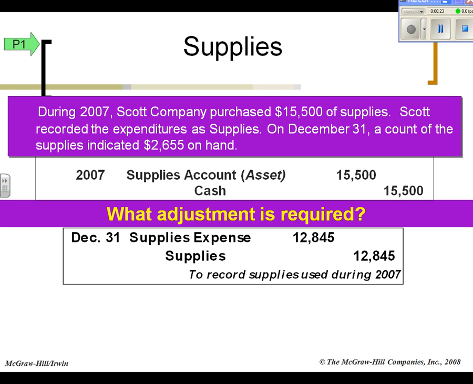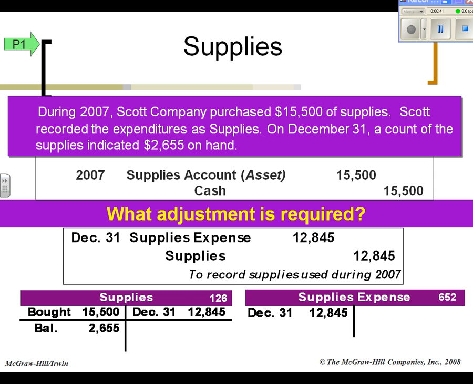And then I want to reduce that asset. I want to show that I've used up these supplies, so I no longer have $15,500 worth of supplies. I only have $2,655 of supplies. So my asset account should be adjusted for that.